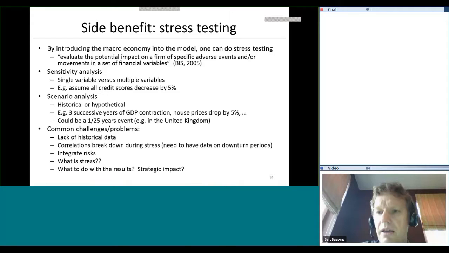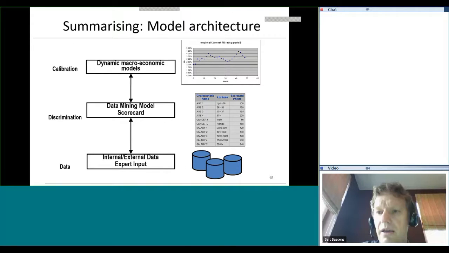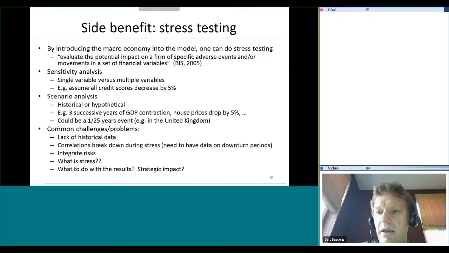A side benefit of this multi-level model architecture is that we can very easily do stress testing. Because what's stress testing? Stress testing means that we're going to evaluate the potential impact on a firm of specific adverse events or movements in a set of financial variables. Basically, you can think of two types of stress testing. Sensitivity analysis means that you're going to analyze the sensitivity of your models to particular factors.